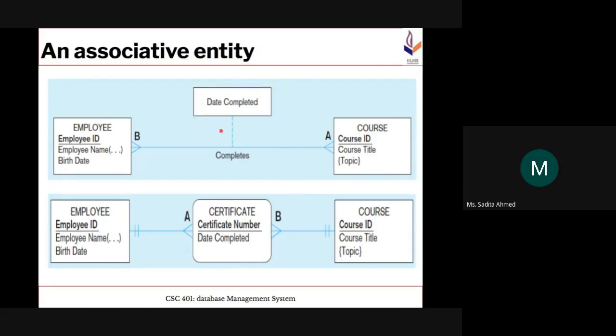So date completed, it only makes sense for this attribute to belong to the completes relationship. That's why we use the dashed line for date completed. It's a relational attribute. Okay.